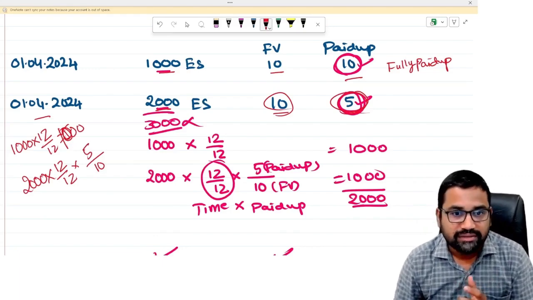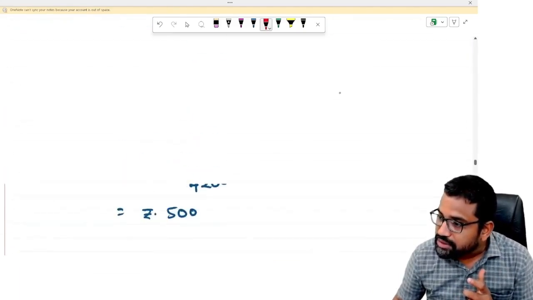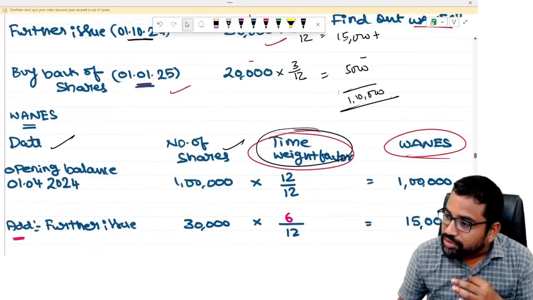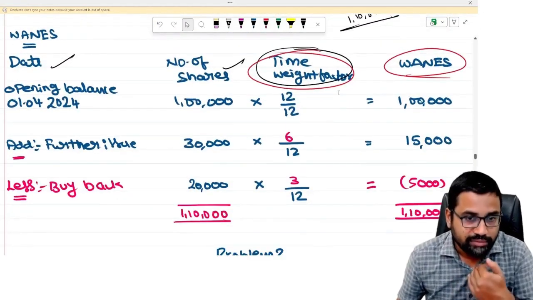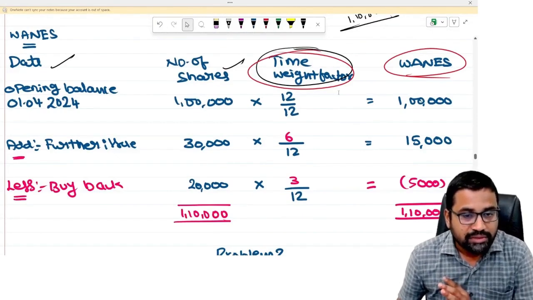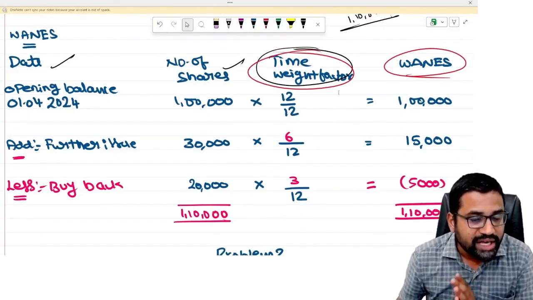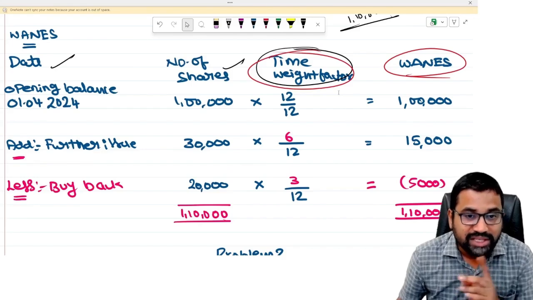Important: in the last example, we were not bothered about the paid up value. That means the face value and paid up value were the same. So always, when you are ascertaining the weighted average number of shares, it is multiplied with the time weight factor.